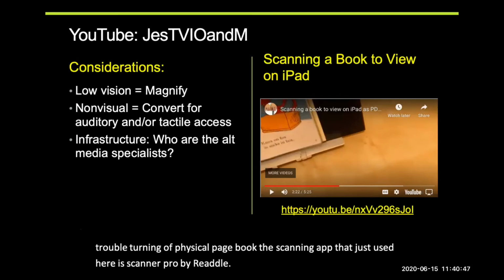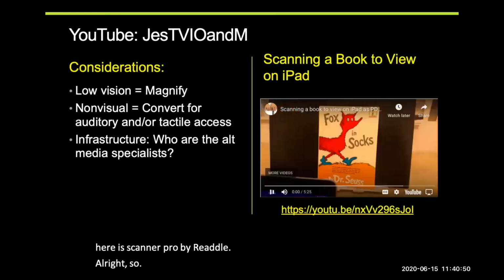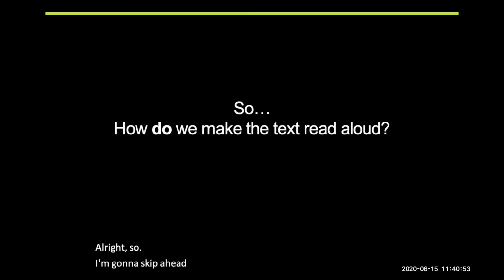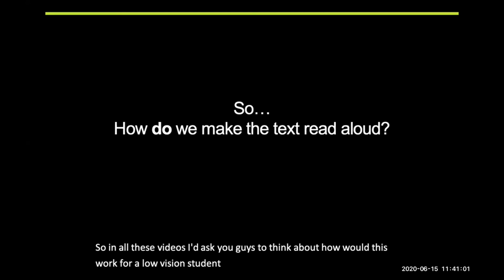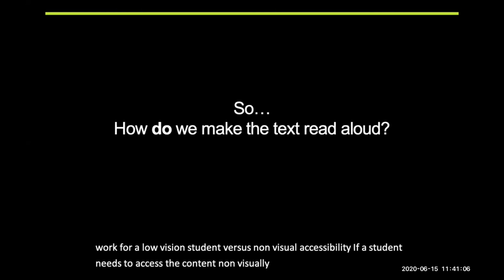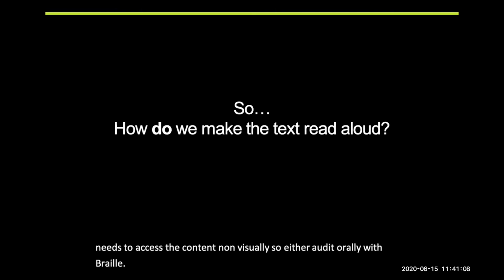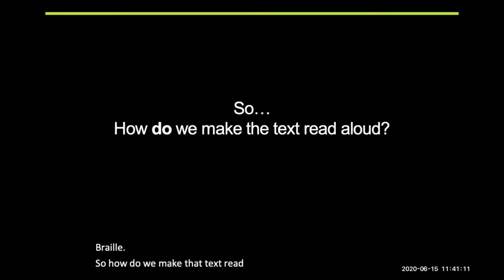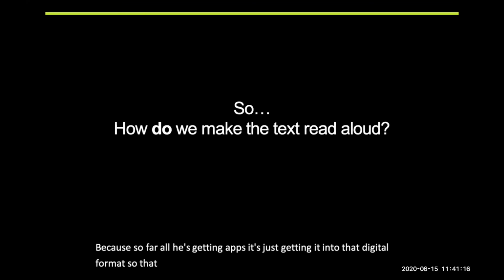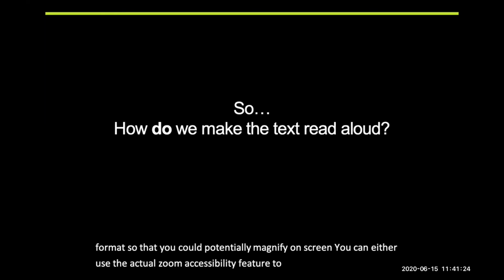Okay, all right, so I'm going to skip ahead here. In all these videos, I had asked you guys to think about how this would work for a low vision student versus non-visual accessibility, if a student needs to access the content non-visually, either auditorily or with Braille. So how do we make that text read aloud? Because so far, all these scanning apps are just getting it into that digital format so that you could potentially magnify on screen, either using the actual Zoom accessibility feature or a pinch and spread.